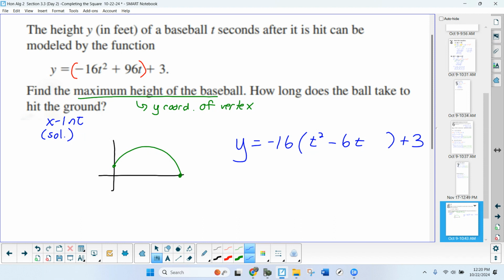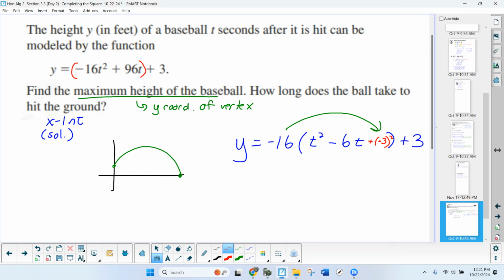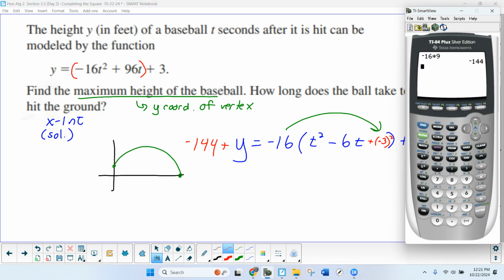All right. Now we're going to take half of what number? What's half of -6? And we're going to add -3 squared. But what is -3 squared? But you really multiplied what? You really multiplied -16 times 9. Do you guys see that? Yeah. So what did you really give over here? You really added -144. So what are you going to add over here? -144. Do you guys see how I got that number?